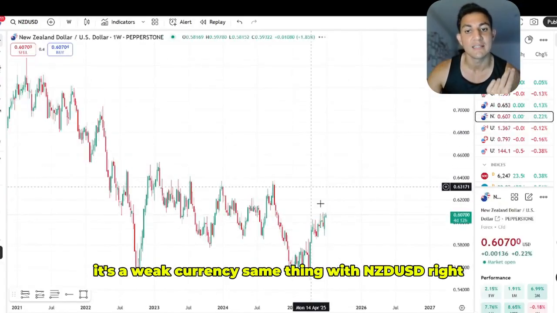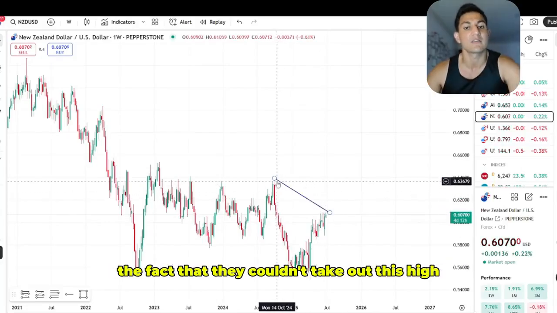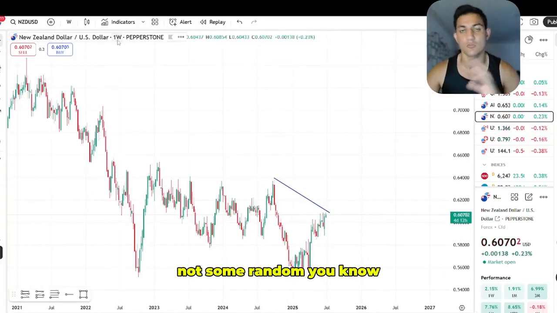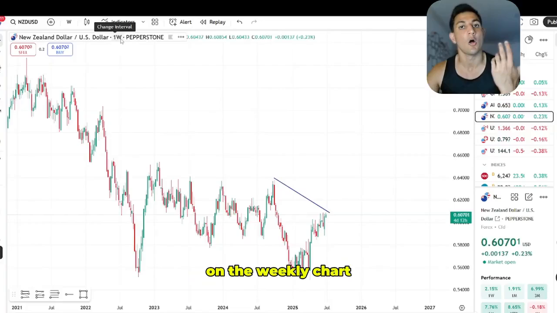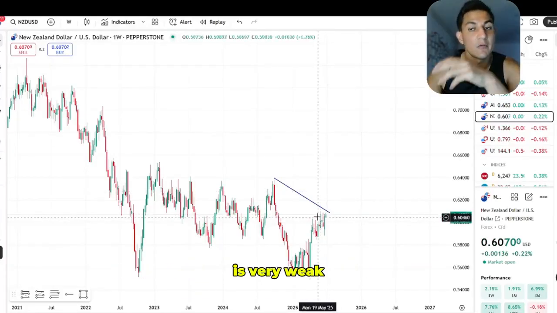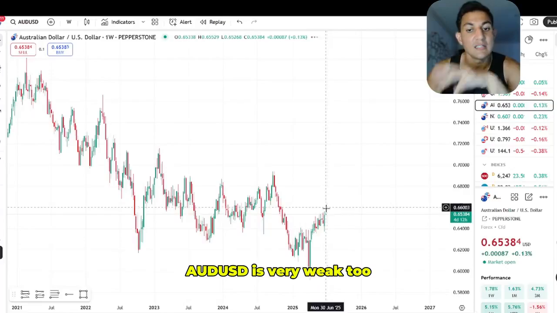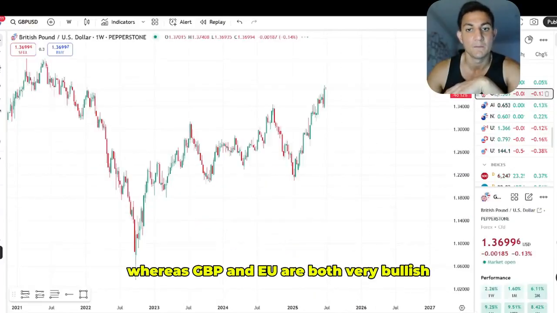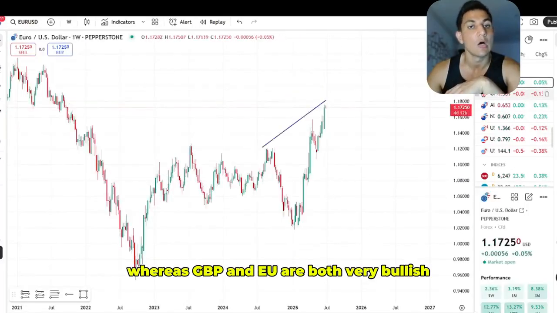Same thing with NZD USD, right? The fact that they couldn't take out this high, it's on the weekly chart, right? Not some random 5-minute, 1-minute chart. On the weekly chart, it's smart money screaming at us that NZD USD is very weak. AUD USD is very weak too, whereas GBP and EU are both very bullish.